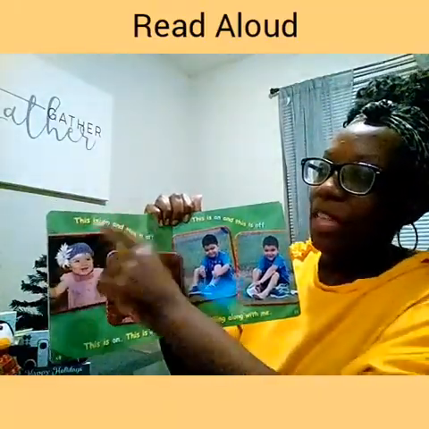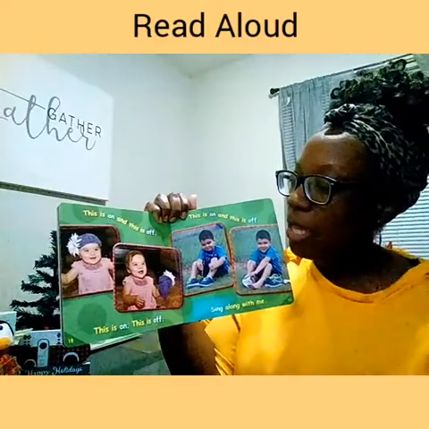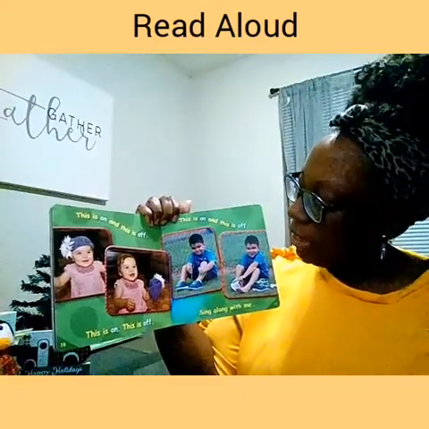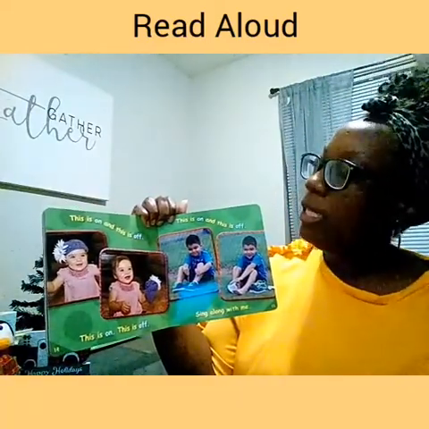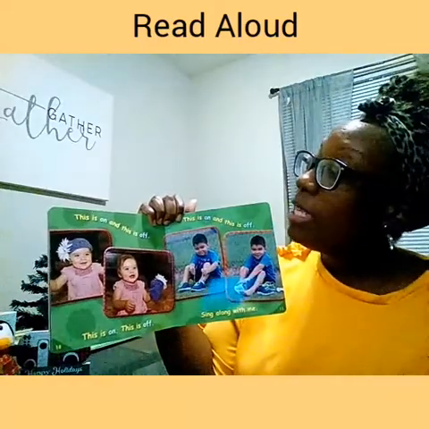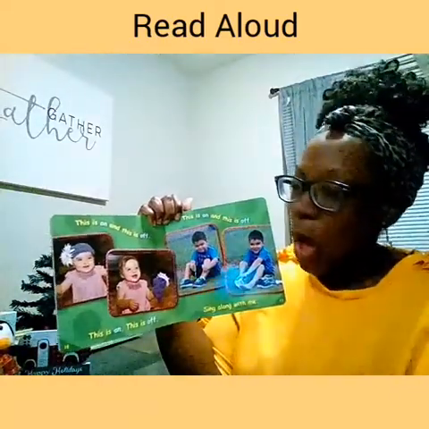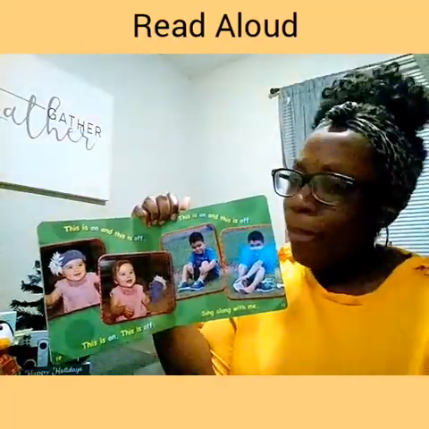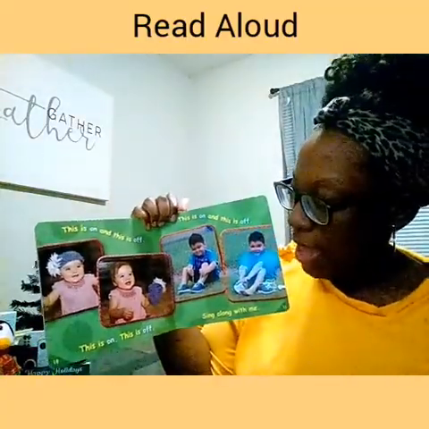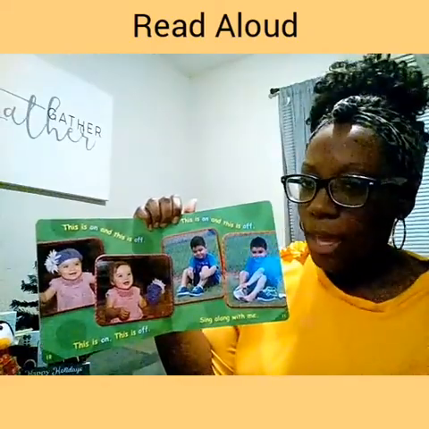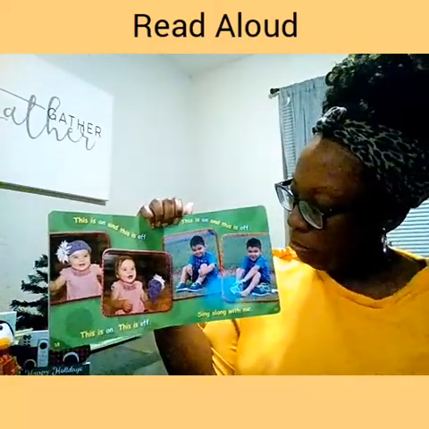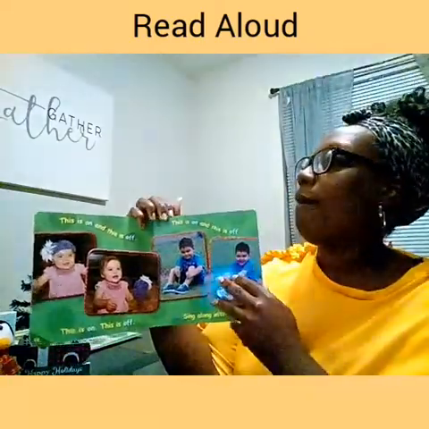All right, what's our next opposite? Oh, wow. This is on and this is off. Sing along with me. So look, she has the hat on her head. Now the baby has the hat off her head. Look at his shoes. He has them on. What? Now he has them off.